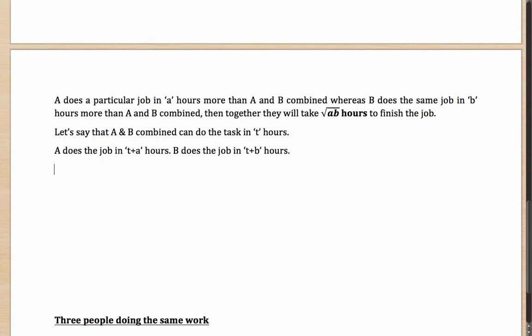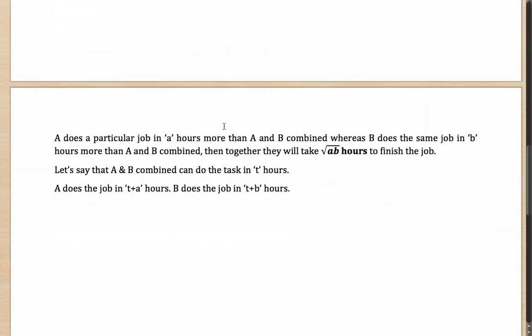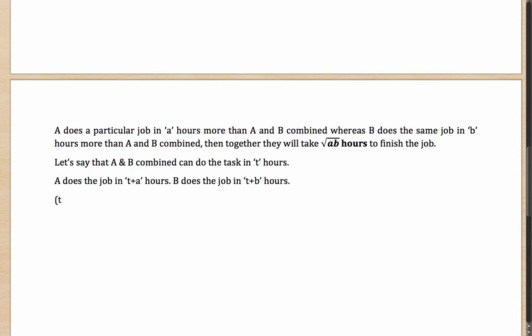If you remember the formula from above, which we just derived, AB by A plus B, in this case it would become (T plus A) into (T plus B) divided by (T plus A plus T plus B). And this is the time taken by them to finish the complete task combined, which if you see in the beginning of the question, I had assumed as T. So let's say that this is T, then what do we get?